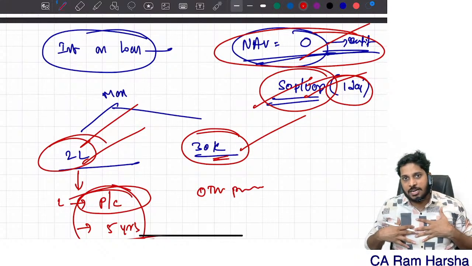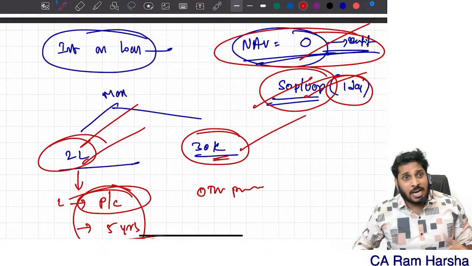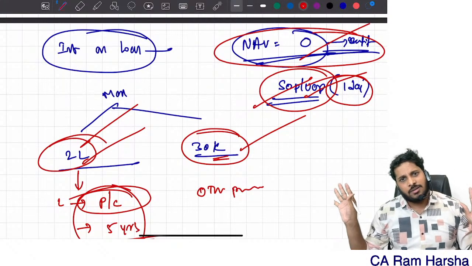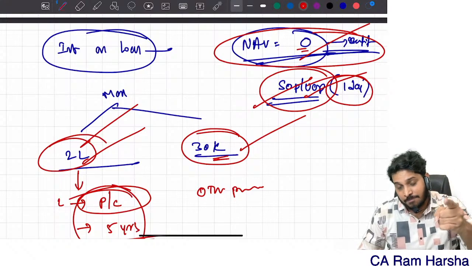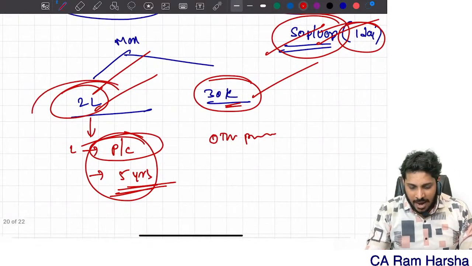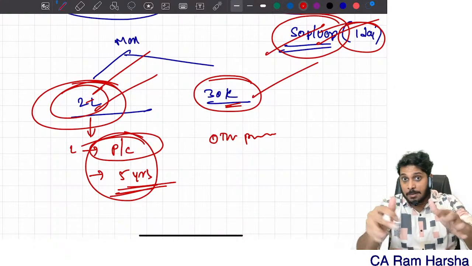Sir, I am owner for 8 months. House recently bought, 8 months you didn't rent. Sir, I am owner from long ago, 12 months I am the owner, 12 months you didn't rent. Then NAV equal to 0 can be claimed. If NAV equal to 0 benefit is claimed, what is the maximum interest deduction? Remember, this is not a flat maximum.